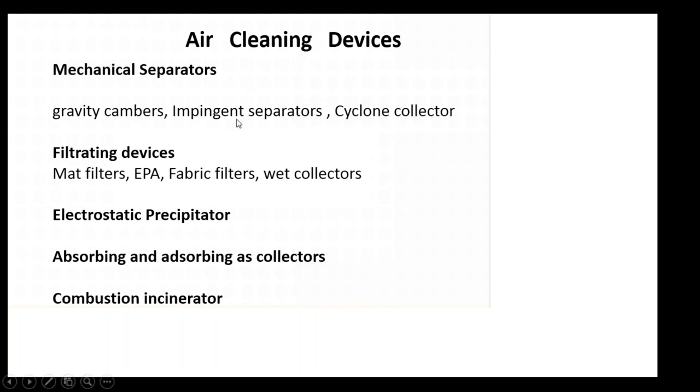And impingement separators. The basic principle of an impingement separator is that we impinge the air on different kinds of vanes, and we change the direction of the air. Due to the change in the direction of air, dust particles impinge on the surface, while the air has a change in direction.